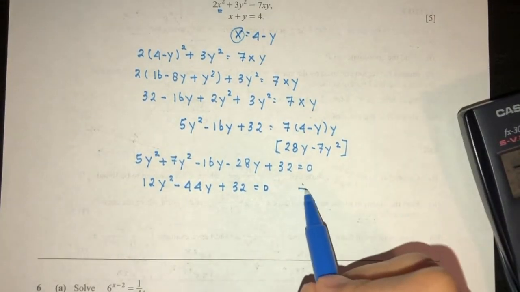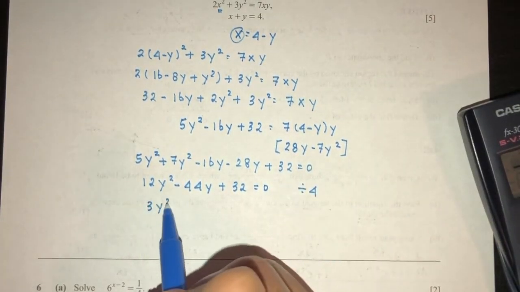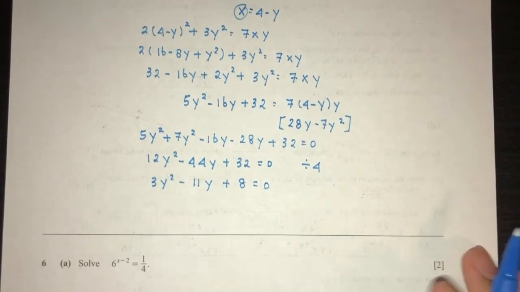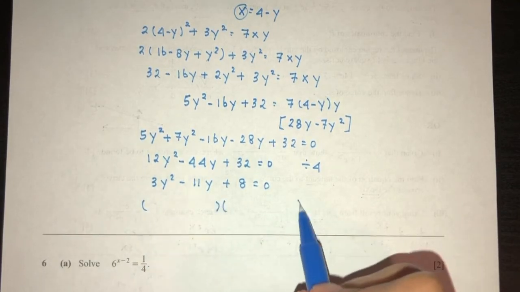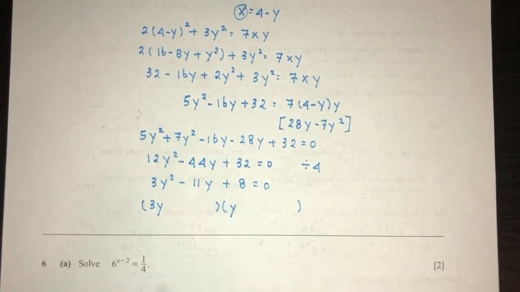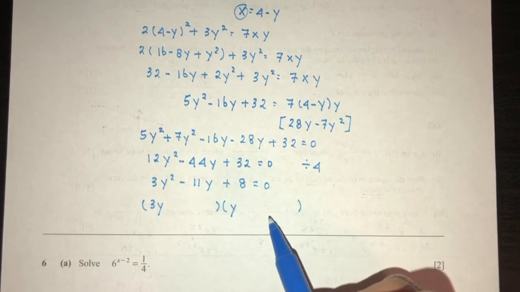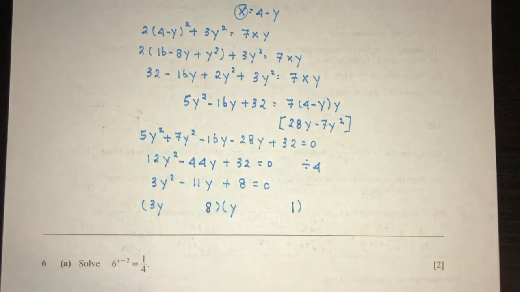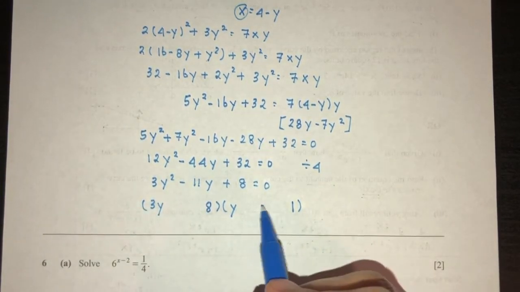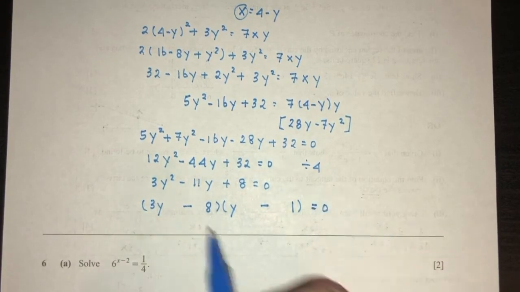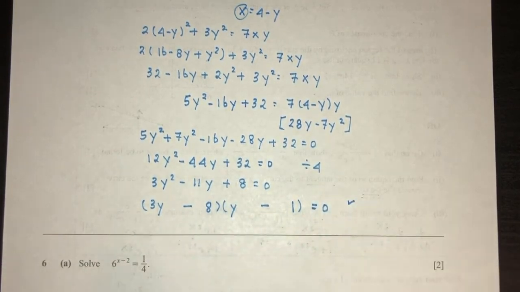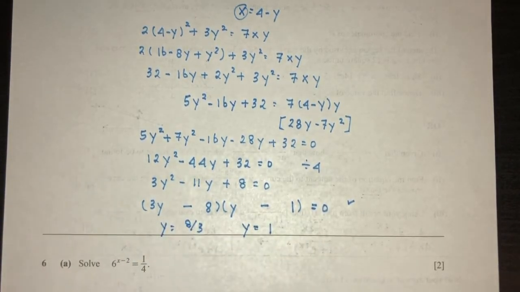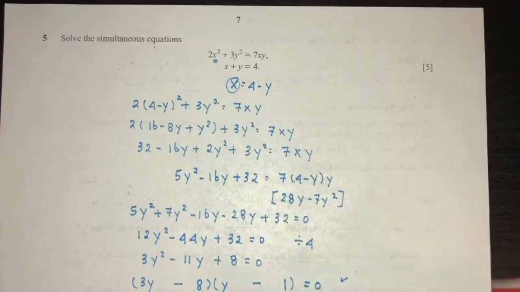Now divide everywhere by 4. You will have 3y square minus 11y plus 8 equal to 0. So simplify, factorize. That will be 3y times y, and 8 is the value of 8 times 1. You can put 1 here, you can put 8 here. To get minus 11, we have to have minus 3 minus 8. So minus minus becomes plus, so that is good. So y can be 8 over 3, or y can be 1. Now continue with those two values.